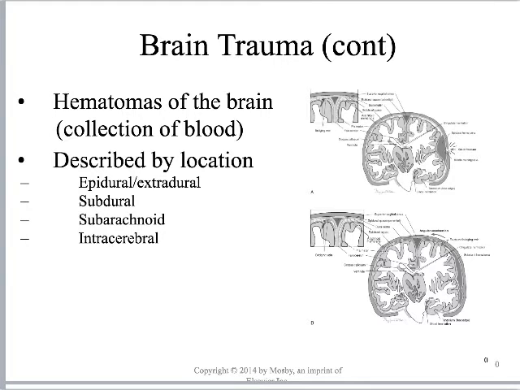So in the case of an epidural hematoma, they can go in surgically and drain the blood and restore a lot of the mental function. The ones that are more difficult to treat are things like the subdural or subarachnoid hematomas. These may be problematic to treat surgically.